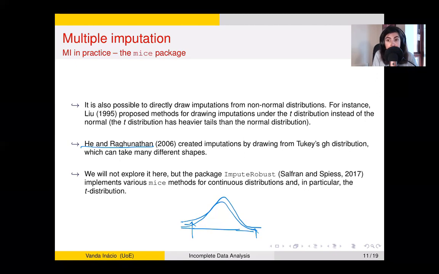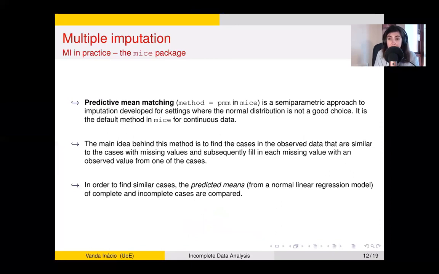But okay, just to make the point, some of the methods in mice assume that the variable that we are imputing follows a normal distribution. If this is not the case, we either try to transform before imputation and then after imputing we back transform the data to the original scale, or we use one of these packages, for instance imputeRobust, that implement mice methods but have other distributions. The default in mice, as we are all familiar now, is predictive mean matching.